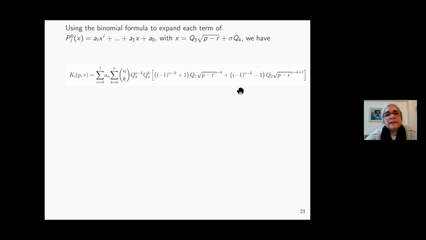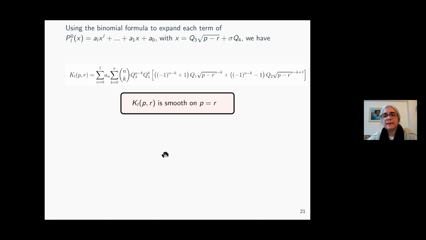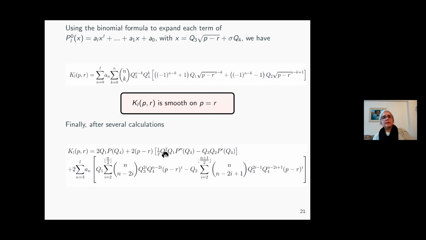Esta forma nos muestra que las potencias impares de la raíz de P menos R se anulan siempre, porque están acompañadas de estos factores que se anulan cuando la raíz de P menos R está elevada a una potencia impar. Entonces eso hace desaparecer el problema de la derivabilidad sobre la diagonal. Entonces el núcleo es suave en la diagonal.